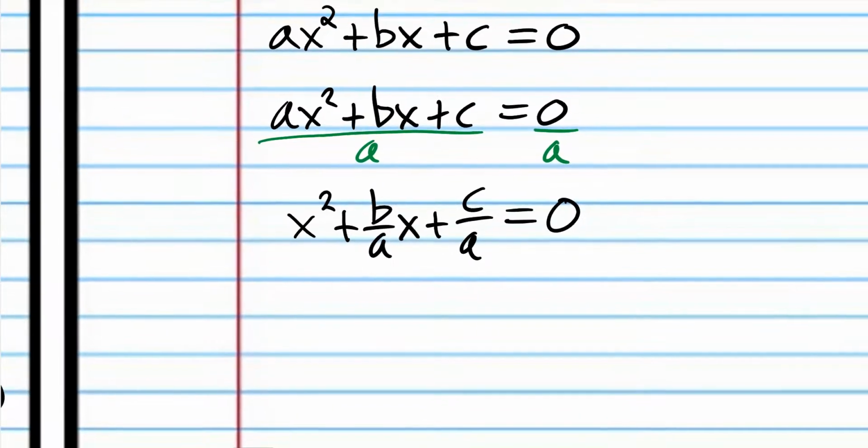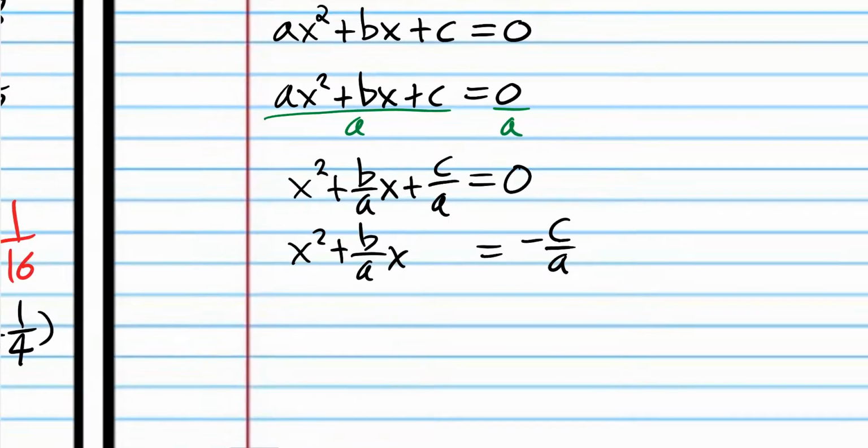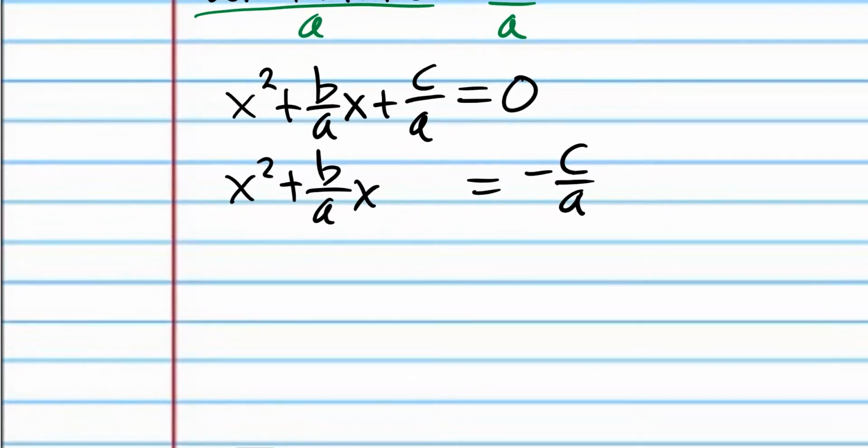So we got rid of that a, the coefficient of x squared, and now just as we did in the previous problems, we're going to get that term without an x and put it on the other side. All right. And now we're ready to complete the square.